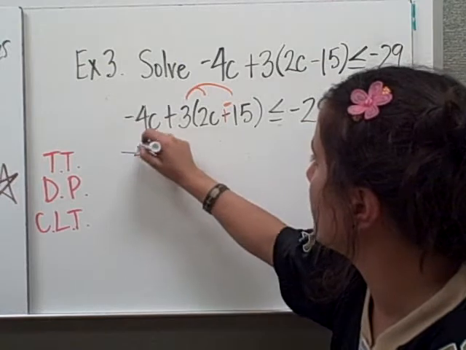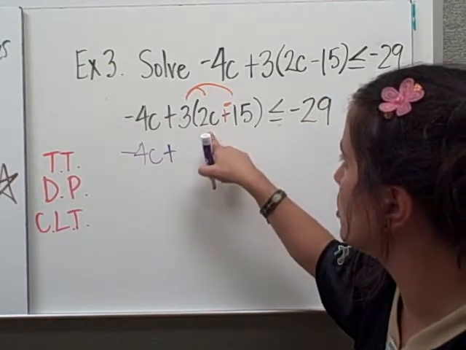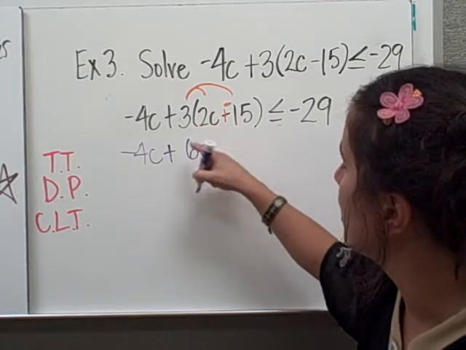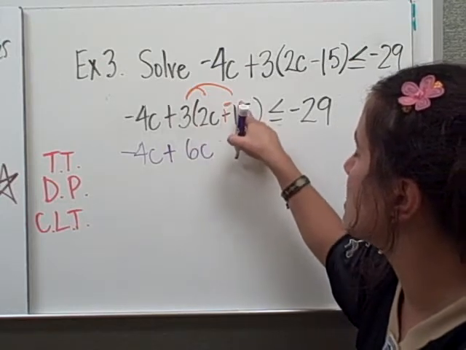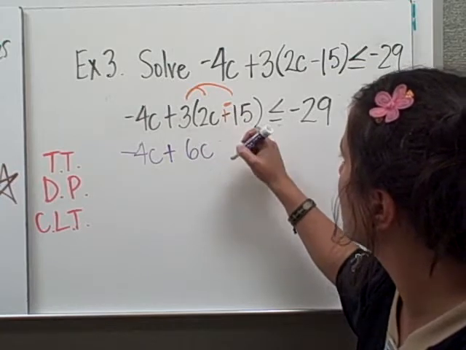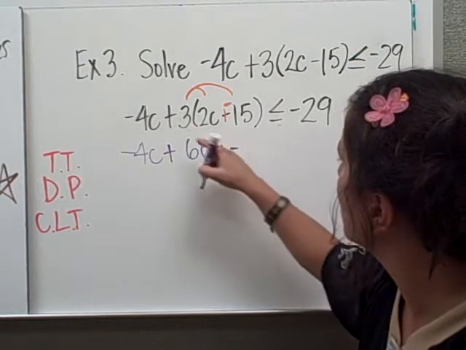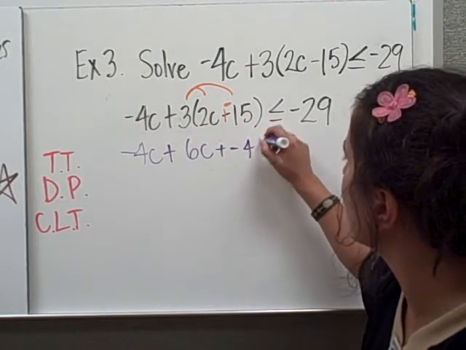going to bring down my negative 4c plus 3 times 2c, which is 6c. 3 times negative 15 is negative 45.